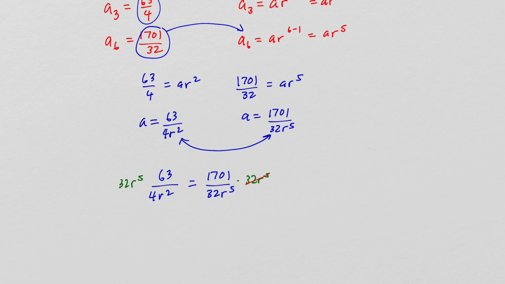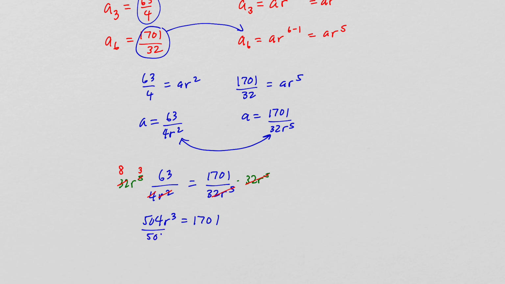And then what happens here is these cancel out. And then right here, R squared goes into R to the fifth, R cubed times, and 4 goes into 32, 8 times. And so we're left with 8 times 63 times R cubed. All right, so we just need to do 8 times 63, and then R cubed, that's going to be 504. R cubed is equal to 1,701.